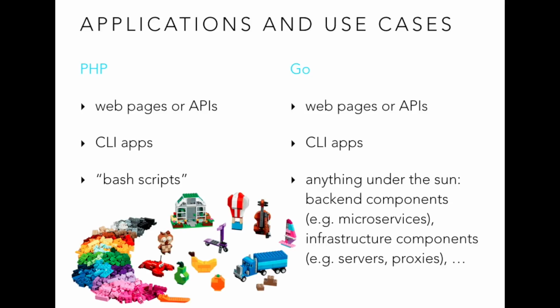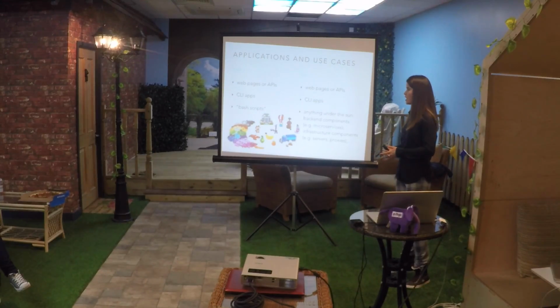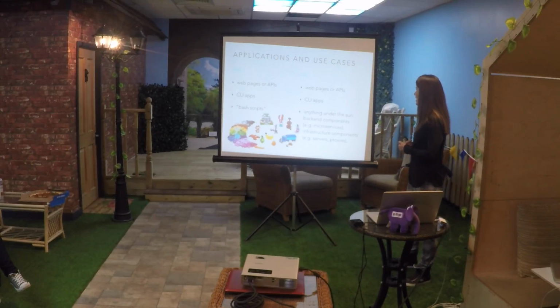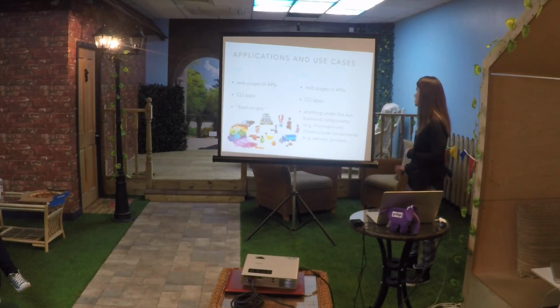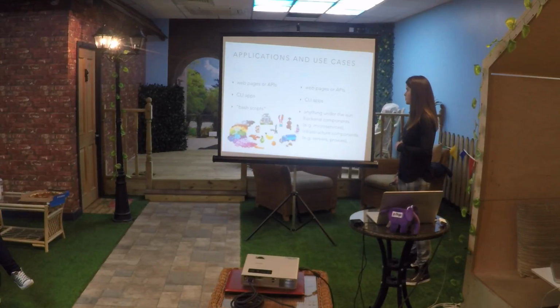Some examples for applications and use cases. With PHP, we typically do web pages, APIs, and command line apps. Some people use it for Bash scripts where they don't want to write Bash, so they write a PHP script to do stuff. With Go, we can do all of this plus a lot more, anything under the sun. We can do services, backend components, infrastructure components, and you can write load balancers or proxies or servers in Go. So everything that PHP can do and much more.